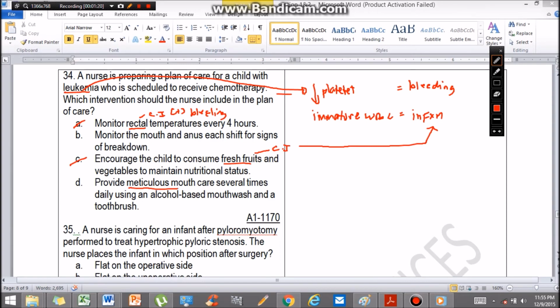B. Provide meticulous mouth care. That's true. Several times. And use of alcohol-based mouthwash is wrong. Remember, mouthwash that is alcohol-based will cause what? Dryness. It will cause dryness. Therefore, the best answer here is D. Monitor mouth and anus for breakdown.